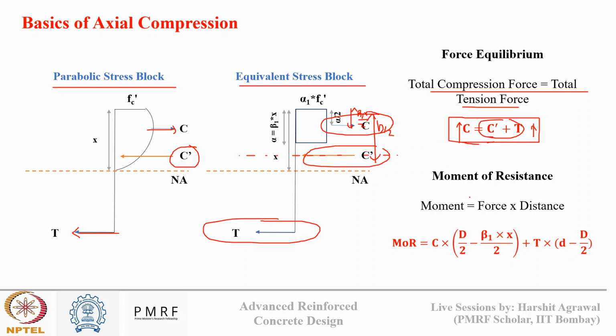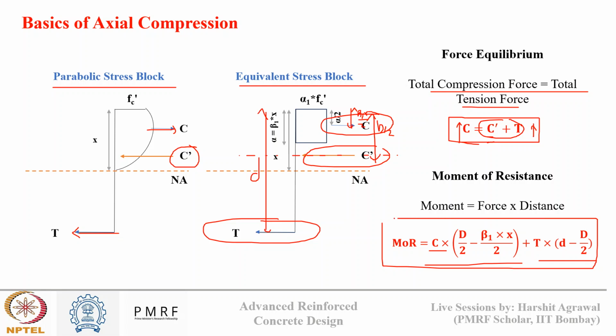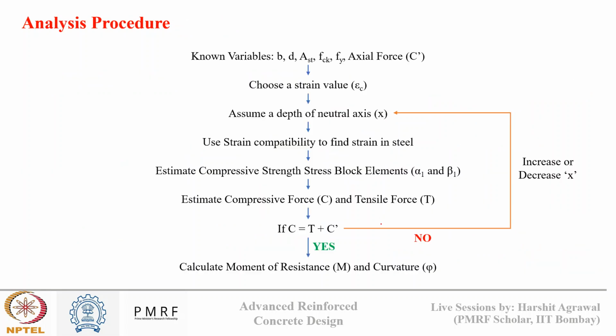Okay, so the moment created by the C force is nothing but C times D by 2 minus beta 1 x by 2. And similarly, if we write the moment offered by the tension force that is created by the steel reinforcement, this total depth is d and this depth is D by 2. So we can write the moment offered by the reinforcement as T times d minus D by 2, and they both will add up to give us the net moment of resistance offered by the system.